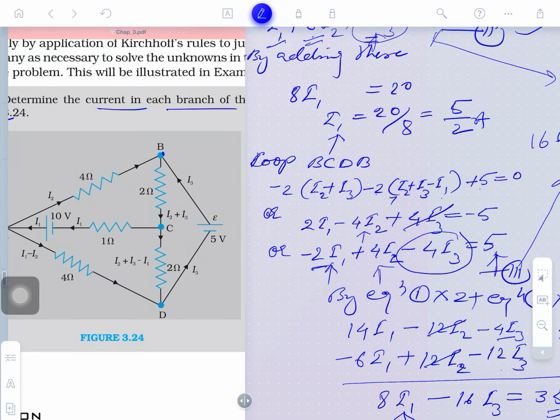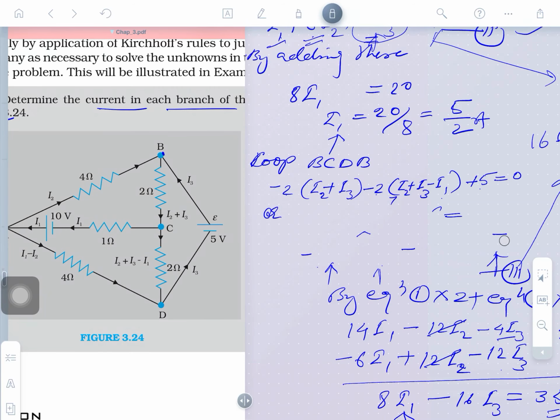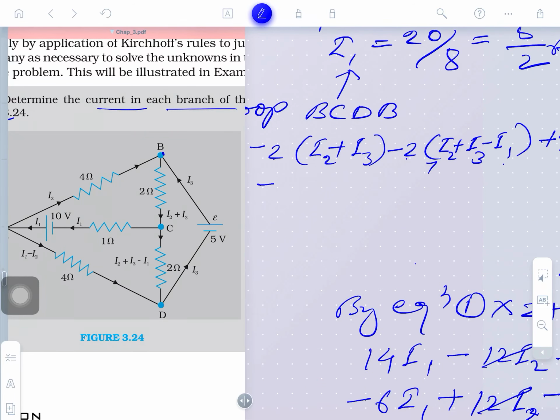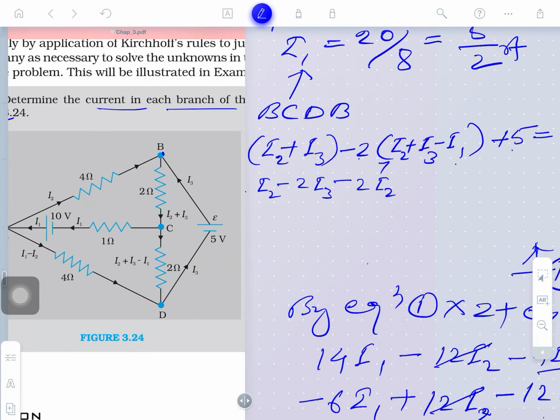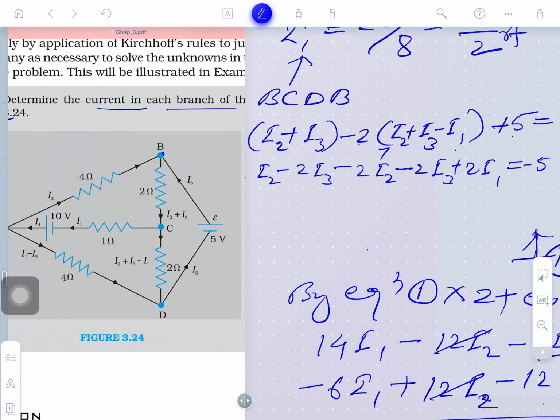This is wrong here. Okay guys. So one step is there wrong something else. We need to cancel this. We need to solve this equation again. There is something mistake in that equation. So see guys here what we are solving. Minus 2 of I2, minus 2 of I3, minus 2 of I2, minus 2 of I3 plus 2 of I1 is equal to minus 5.